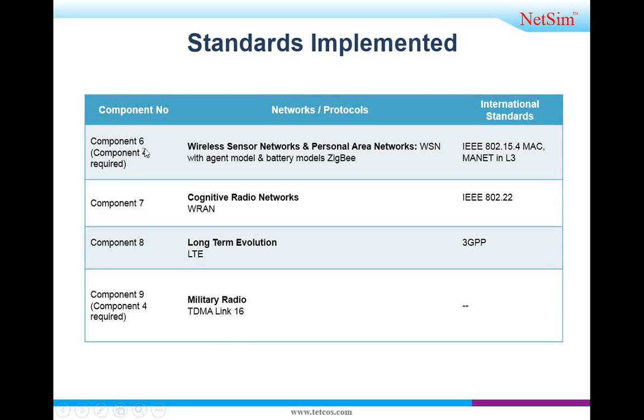Then component 6 is wireless sensor network and personal area network. For using component 6, component 4 is required. Then the WSN and PAN network has its agent model and battery model with ZigBee. Then component 7 has cognitive radio network, that is WRAN, wireless regional area network. Then component 8 is LTE, long term evolution. Then component 9 is military radio network, which also requires component 4. So these are the components.